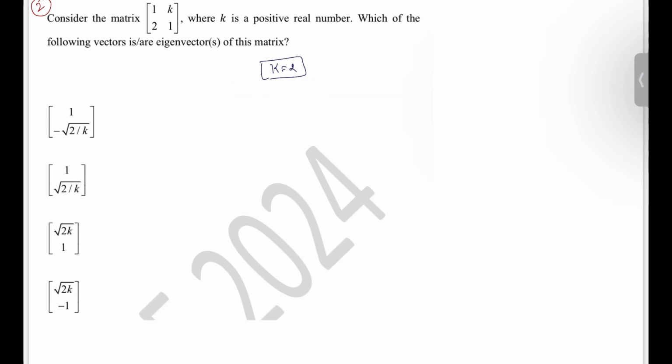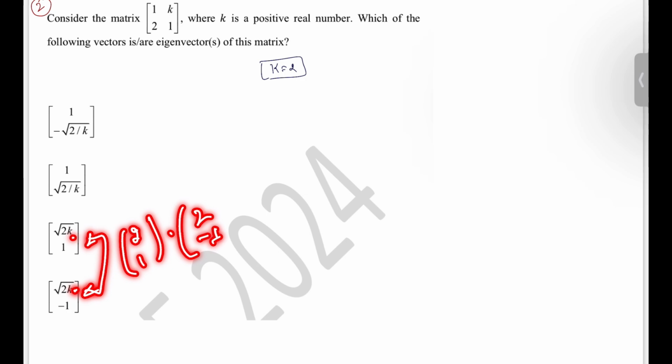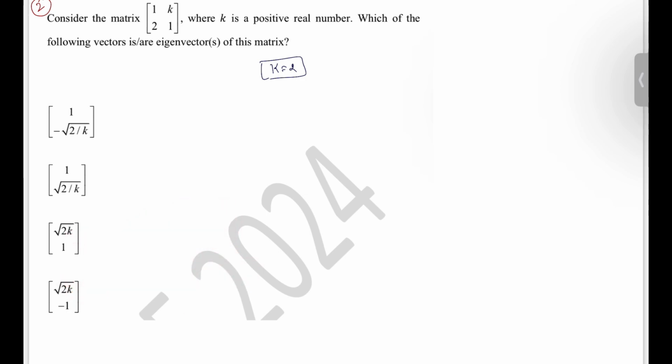So in this case I will have two different eigenvalues, and since this matrix is a symmetric matrix, I will definitely have eigenvectors that are perpendicular to each other. That means if I take the dot product of those vectors, it will be 0, right? So looking at options A, B, C, D, if we take the dot product of these two vectors, k is here 2, right? So (2, 1) dot (2, -1) gives 4 minus 1, that is 3. So these two vectors cannot be the eigenvectors.